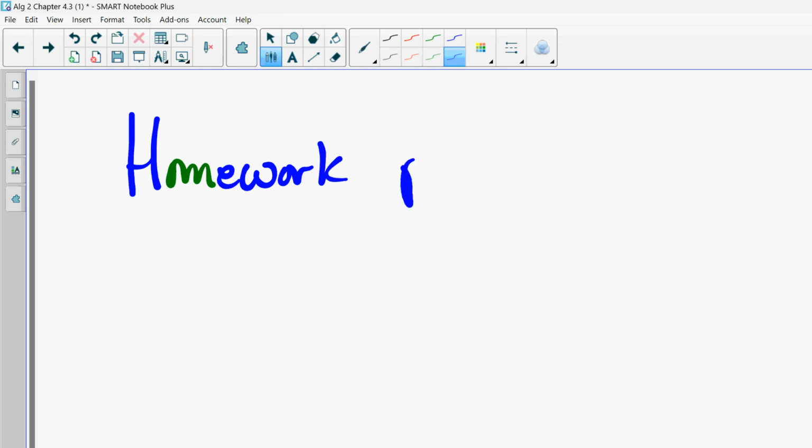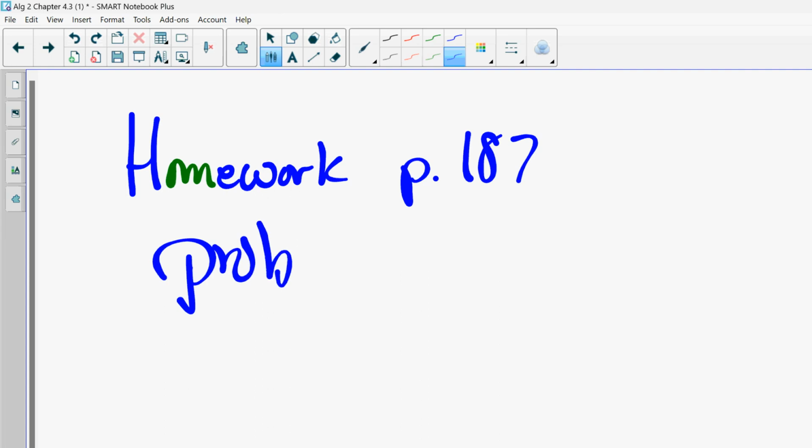If I remember right, I believe it's page 187. Problems 5 through 10. I do know it's problems 5 through 10. I'm just trying to remember what page number it is. But for the most part, the page number doesn't matter because you are given it. It is indeed 187. So page 187, problems 5 through 10.